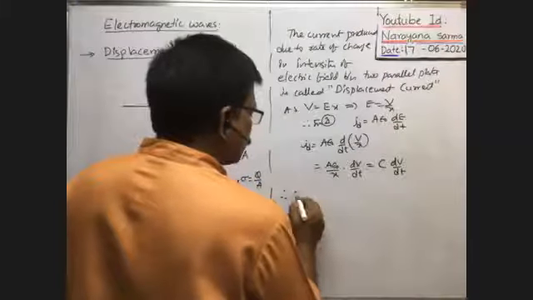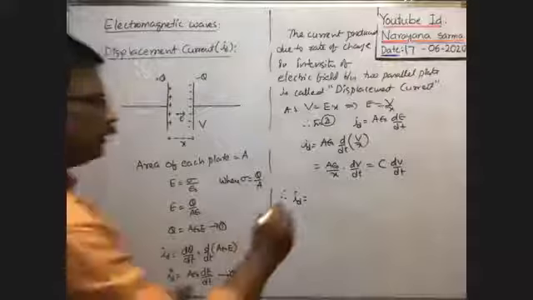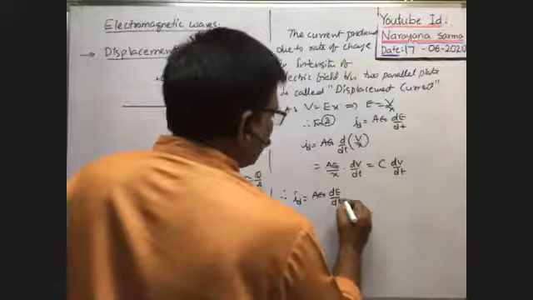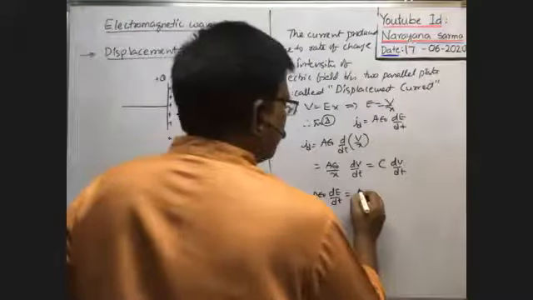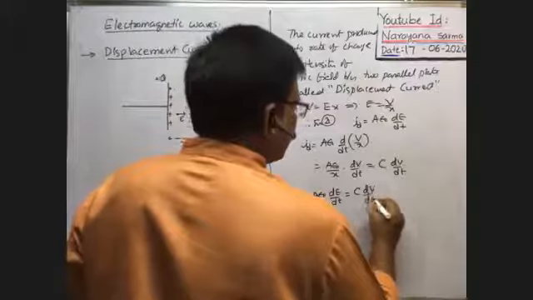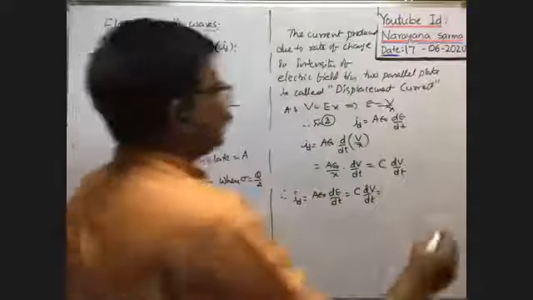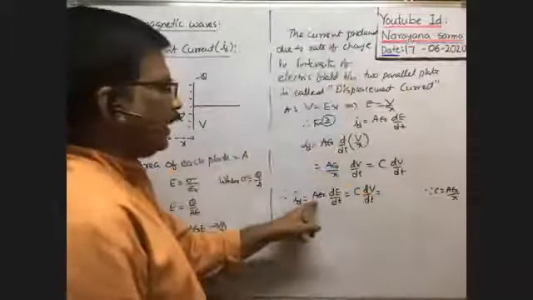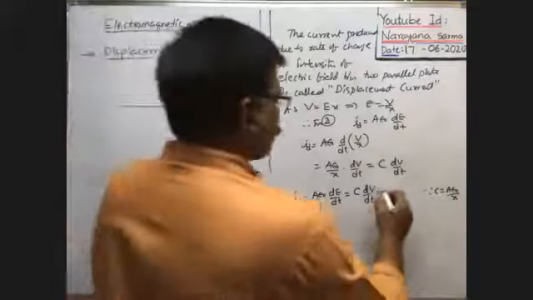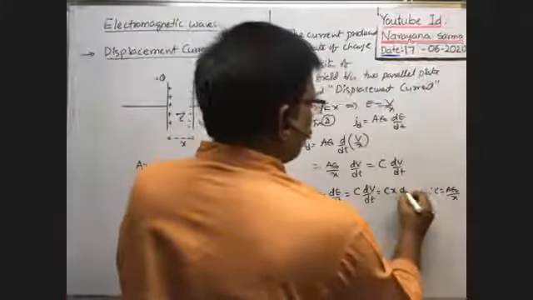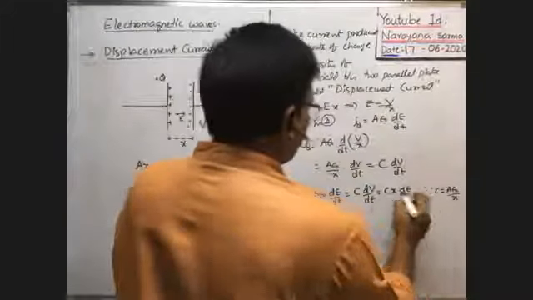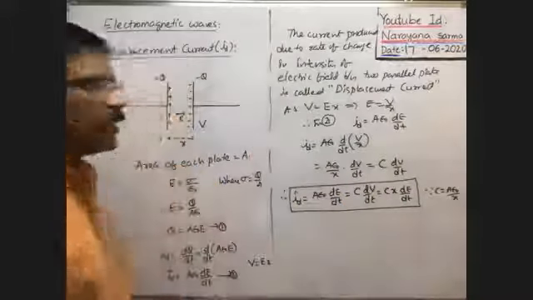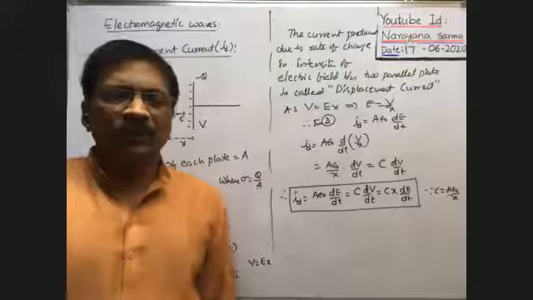Therefore, displacement current ID is equal to A epsilon naught into dE by dt, and we can also write it like this: that is equal to C into dV by dt. Since C is equal to A epsilon naught by X, A epsilon naught can be written as C into X, no? That's why we can also write C into X into dE by dt. So based on the given information, we can use any one of these formulas. All these are useful for displacement current.